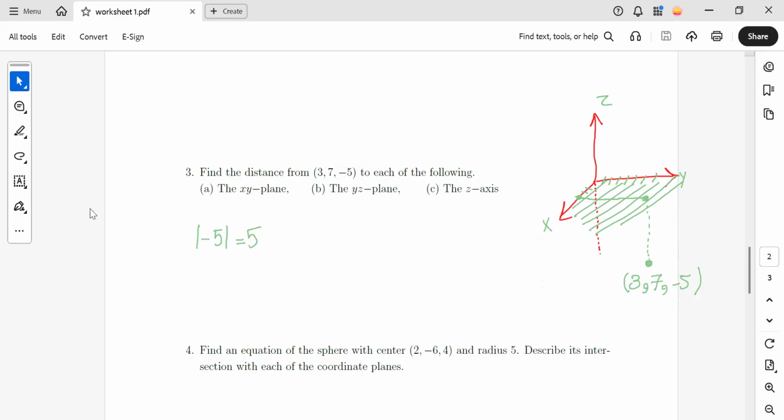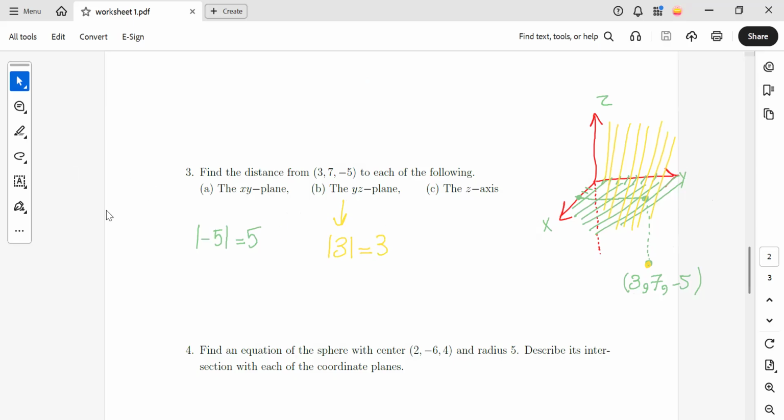For part B, it says the distance between the point that is given to us to YZ plane. So YZ plane is here. And the point that we have is here. So what is the distance? That would be 3 units. So for this one, the absolute value of 3, which is 3.